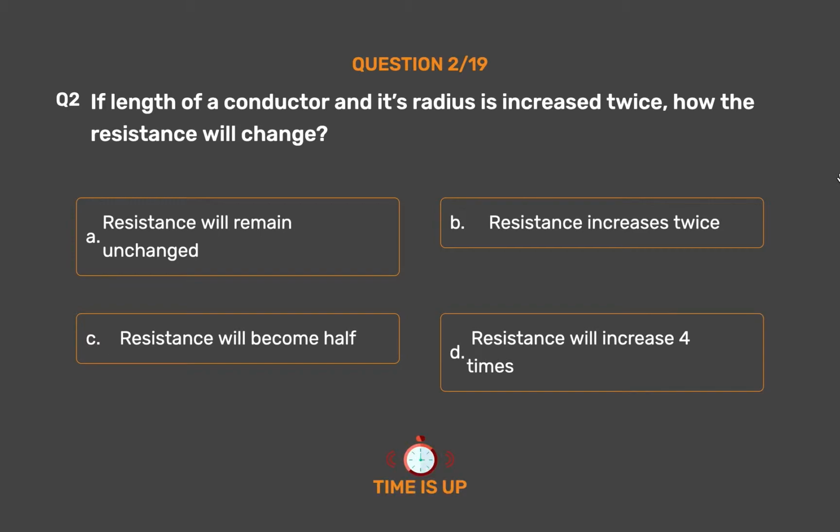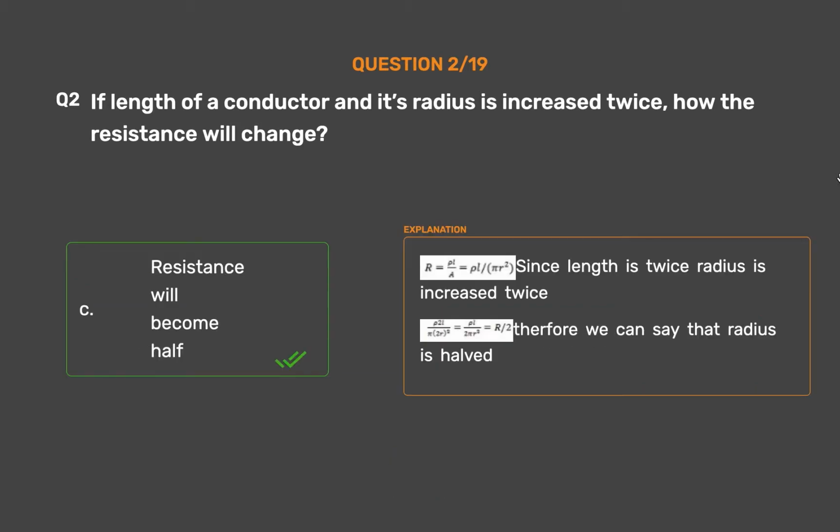The correct answer is option C. Resistance will become half, since length is twice and radius is increased twice. Therefore we can say that the area is increased four times.